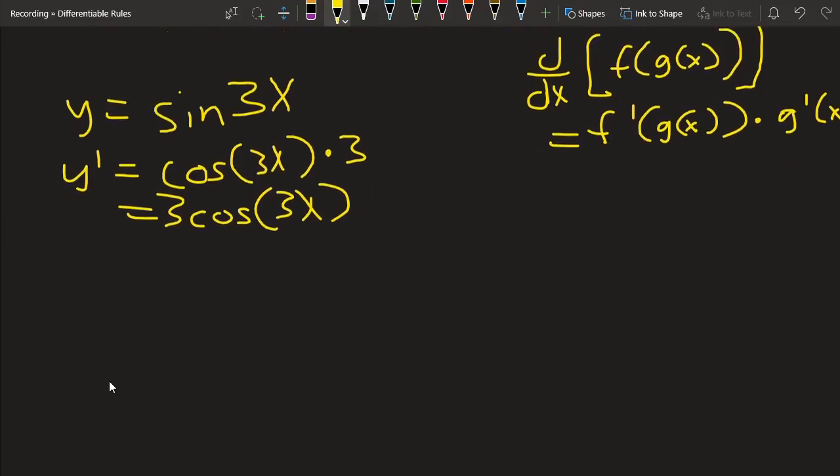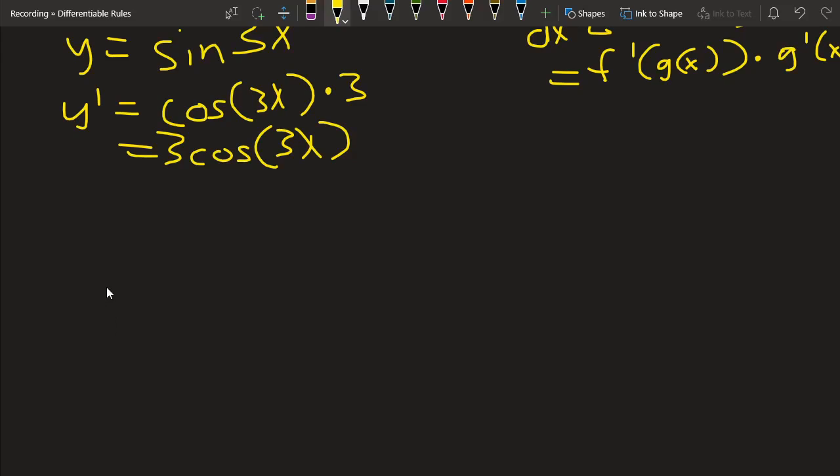And for this one, we'll use a combination of both. So let's say we're given y equals tangent of 4x squared, like so. So take a minute or two to figure this out, and when you're done, come back.